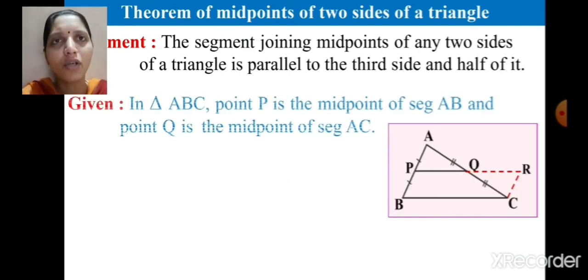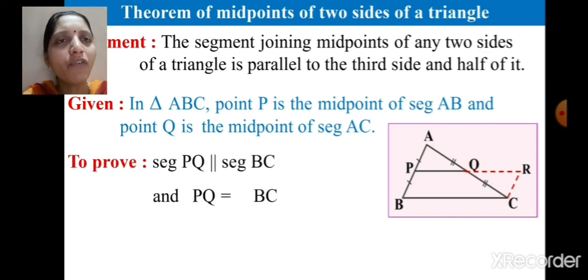So let's write down what is given to us. In triangle ABC, point P is the midpoint of seg AB and point Q is the midpoint of seg AC. So what we have to prove is seg PQ is parallel to seg BC and PQ is half of BC. So these two things we have to prove.